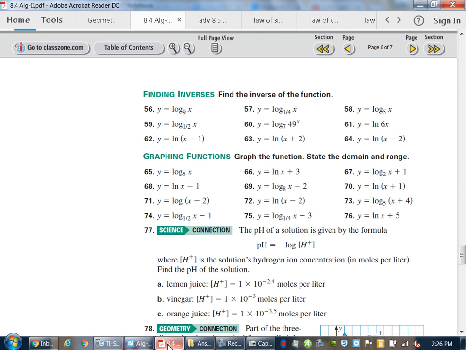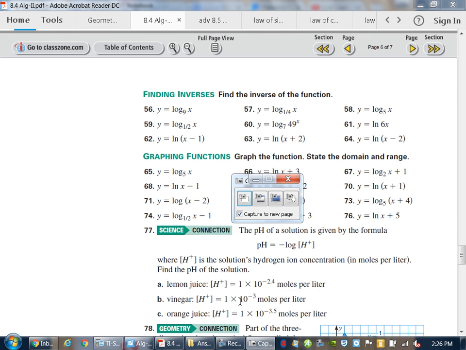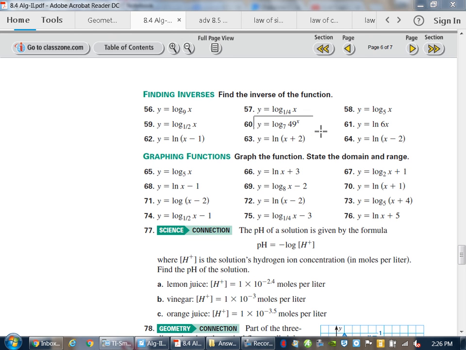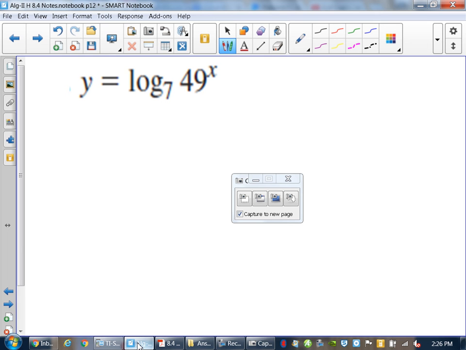Now let me show you another one. I want to find the inverse again. I'm going to find the inverse of this one.